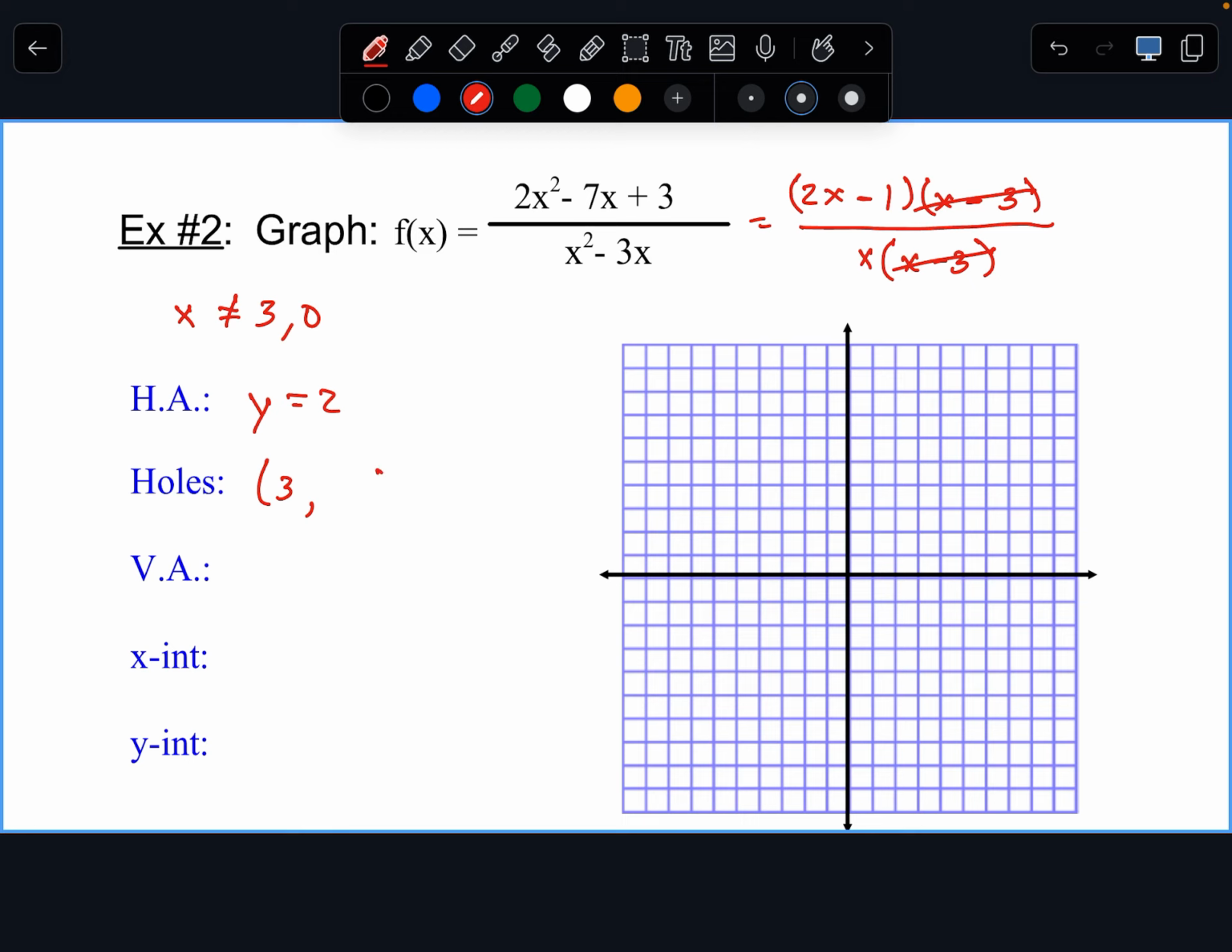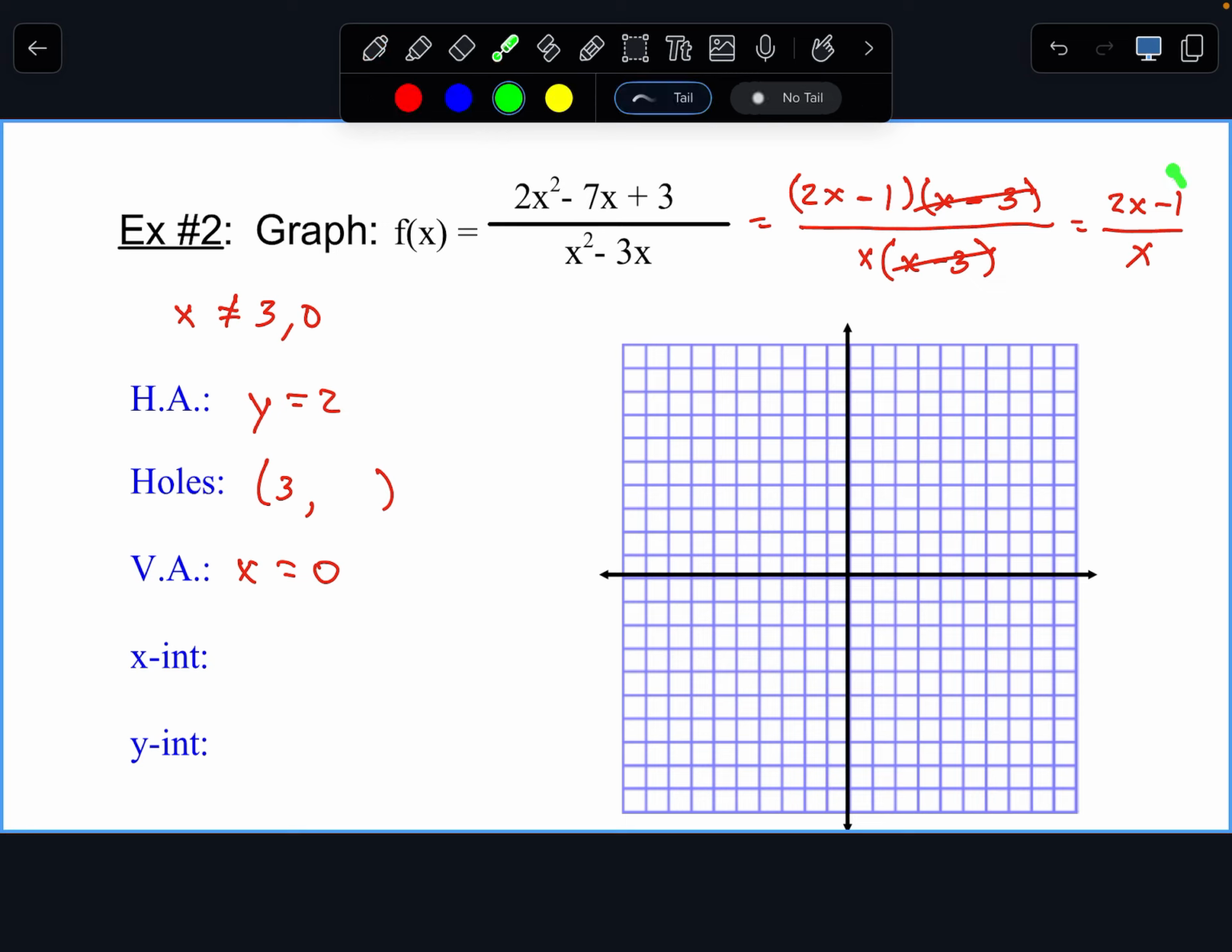3, comma, something. We'll find the y-coordinate in a second. Simplified version, 2x minus 1 over x. Still have that left behind. Which means if 3 is a hole in the graph, what's happening at 0? It didn't cancel, therefore, a vertical asymptote. Yep. Did not cancel, it's still a problem. Therefore, that is where you have a vertical asymptote. x equals 0.